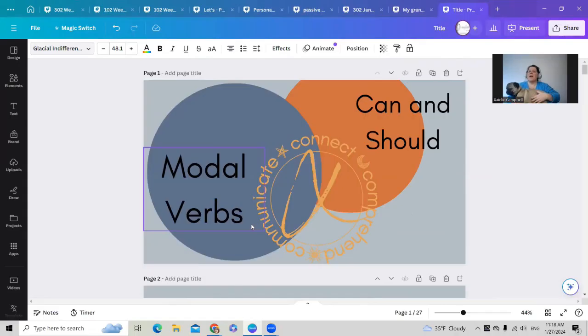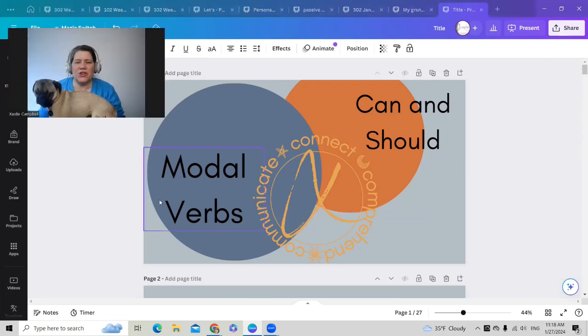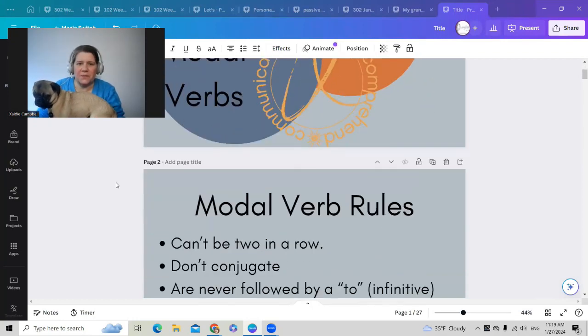Hi, today we are talking about modal verbs. Primarily we're focusing on can and should, but I'll show you several of our modal verbs. First of all, you should know that there are not that many modal verbs in English, but we use them a lot. So here we go.